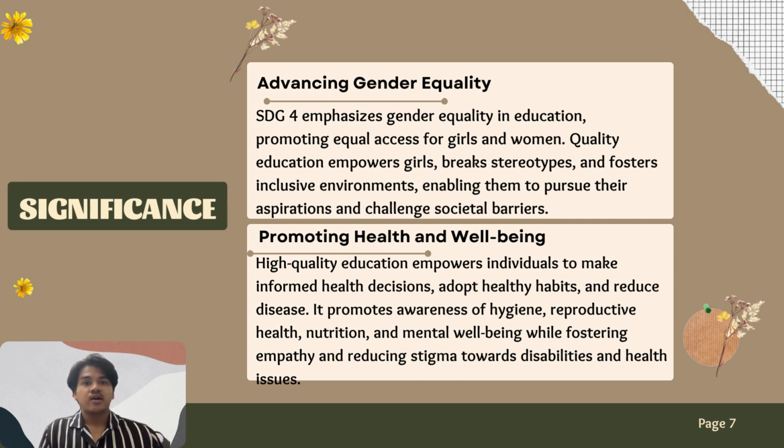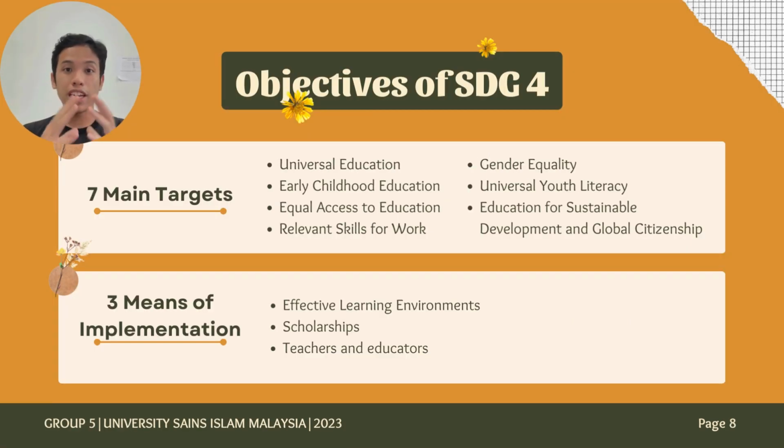Lastly is promoting health and well-being. High quality education empowers individuals to make informed health decisions, adopt healthy habits, and reduce disease. It promotes awareness of hygiene, reproductive health, nutrition, and mental well-being while fostering empathy and reducing stigma towards disabilities and health issues. Now we would like to go ahead and discuss the objectives of SDG 4.